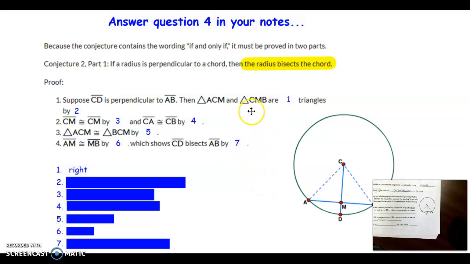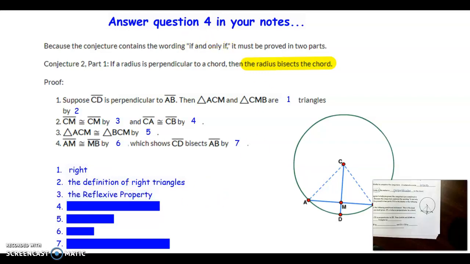The second part says, by what? How do I know it's a right triangle? Well, sometimes we get stuck on these, and these are really the easy ones. That's just the definition of what a right triangle is. It's a triangle that contains a right angle. So since we knew it contained a right angle, we knew it was a right triangle. The next step says we know segment CM is congruent to itself. Remember, we have a property that states that. And the reason why we know that segment CM is congruent to itself is the reflexive property.